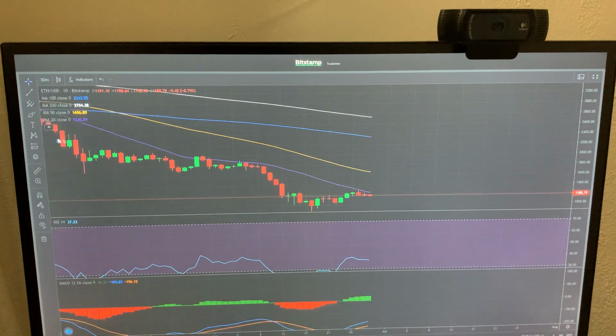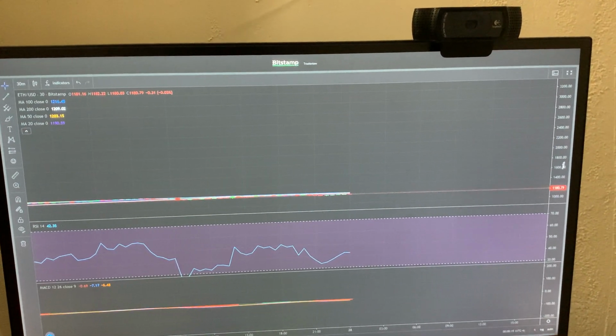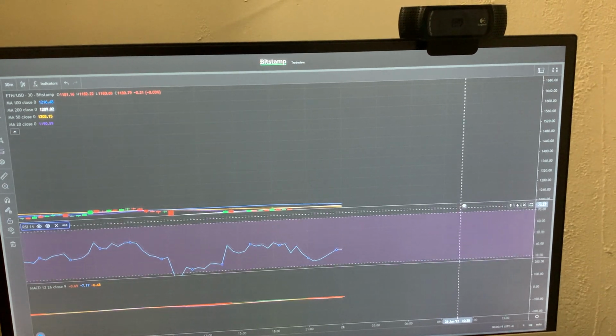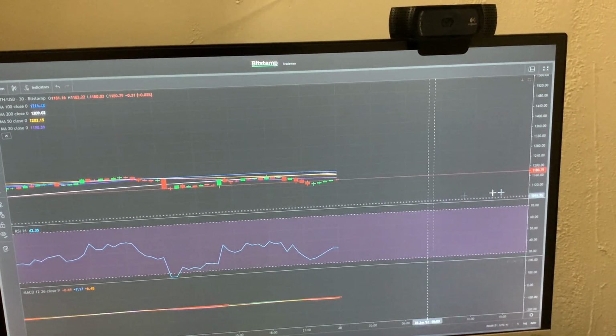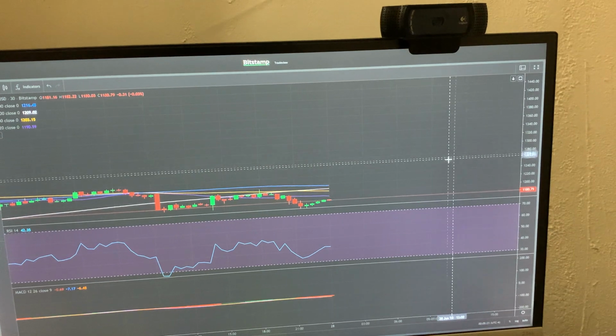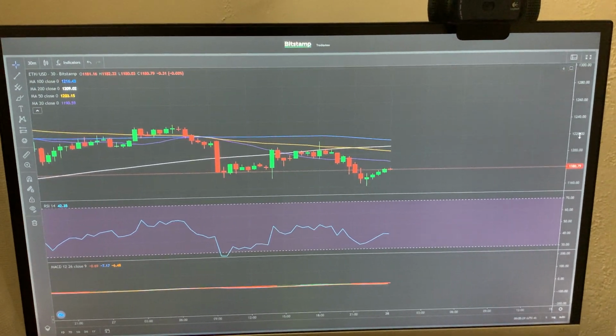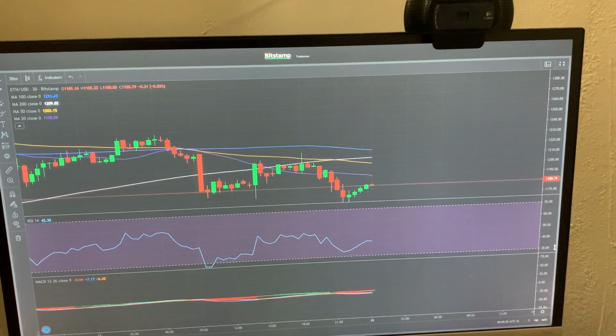Now let's go back to the 30-minute moving average. We'll stretch this out. Don't worry about the RSI. The one in the middle, stretch this out. Stretch it out. Stretch that out too.